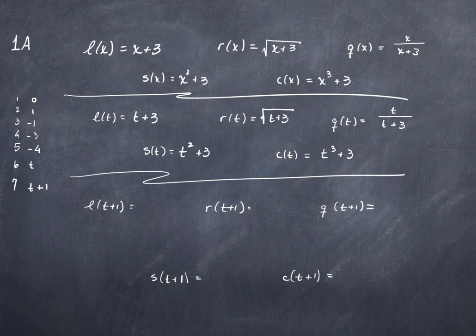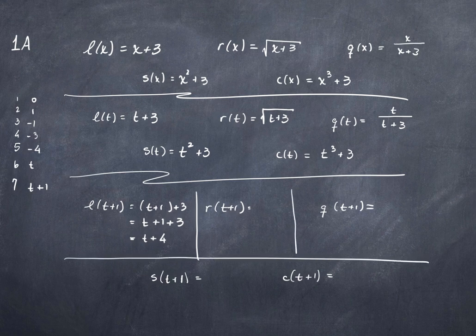So now what I'm going to do is replace it with t plus 1. So instead of x plus 3, I have t plus 1 plus 3. And that's it, except that I can simplify this. If I remove the parentheses, I get this, which simplifies to t plus 4. All right, take a minute, pause the video, see if you can figure out what the other ones are.